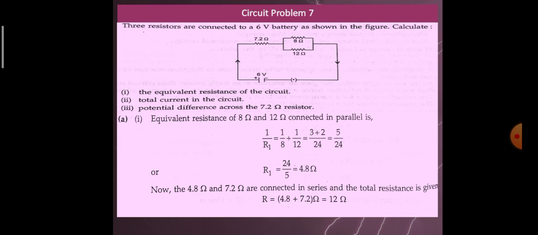In this problem, three resistors are connected to a 6-volt battery as shown in the figure. Now we need to calculate the equivalent resistance of the circuit, the total current in the circuit, and the potential difference across the 7.2 ohm resistor. So let's see the first question. Equivalent resistance of 8 ohm and 12 ohm connected in parallel is 1 by 8 plus 1 by 12, which is 5 by 24. Therefore, R1 is 24 by 5, 4.8 ohm. Now, the 4.8 ohm and 7.2 ohm are connected in series, and the total resistance is R equal to 4.8 plus 7.2, which is 12 ohm.